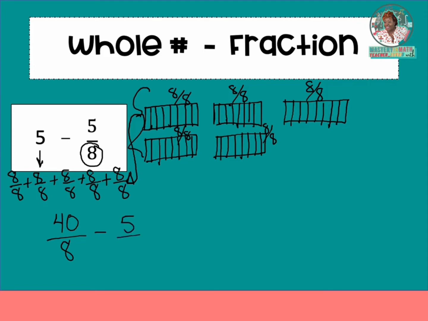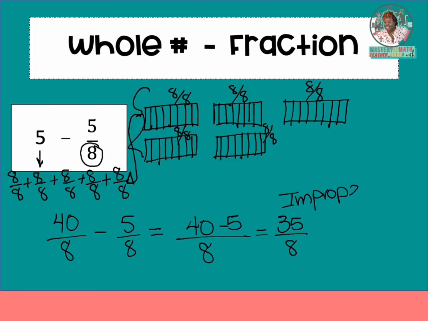And now we can go ahead and subtract them. Look at that. Your denominators are now the same. You don't need to find the LCD because you already skipped all that step. And now we can subtract. You take away 5 from 40, you're left with 35 eighths. And this is an improper fraction. This is improper. So now we need to change it from improper to a mixed number.